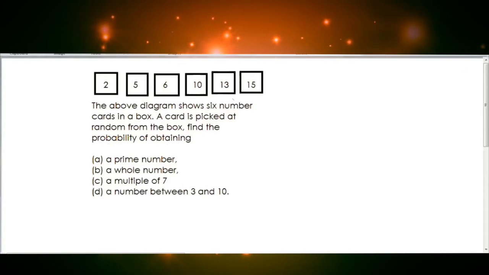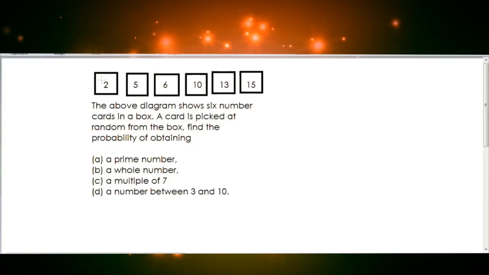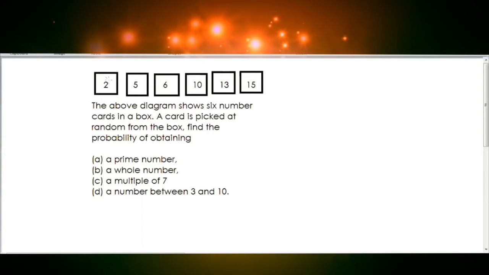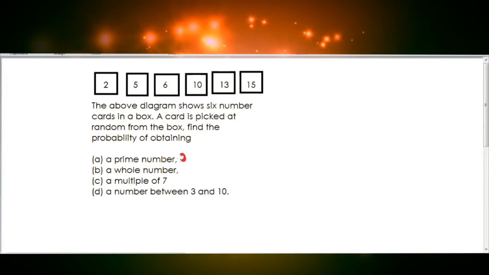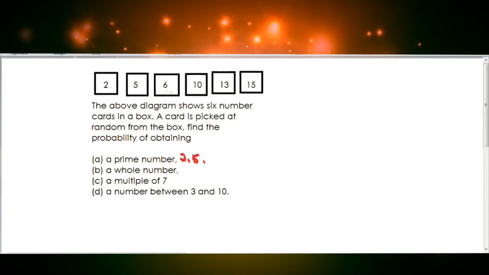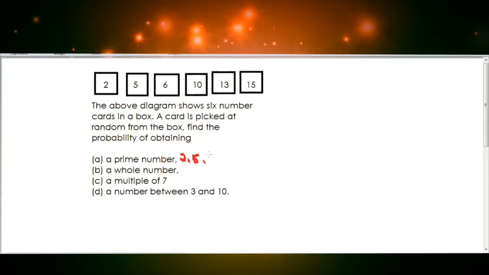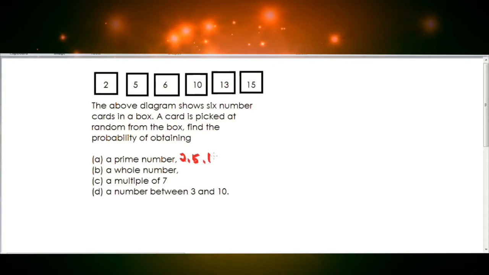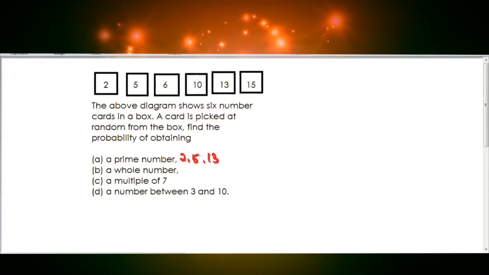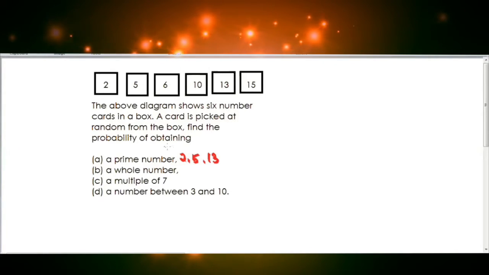First we need to know what a prime number is. A prime number can only be divided by itself. 2 is a prime number. 3 is a prime number. 5 is a prime number. 6 is not a prime number because it can be divided by 3 or 2. 10 is also not a prime number. 13 is a prime number, and 15 can be divided by 5 and 3. So 2, 3, 5, 13 are prime numbers.